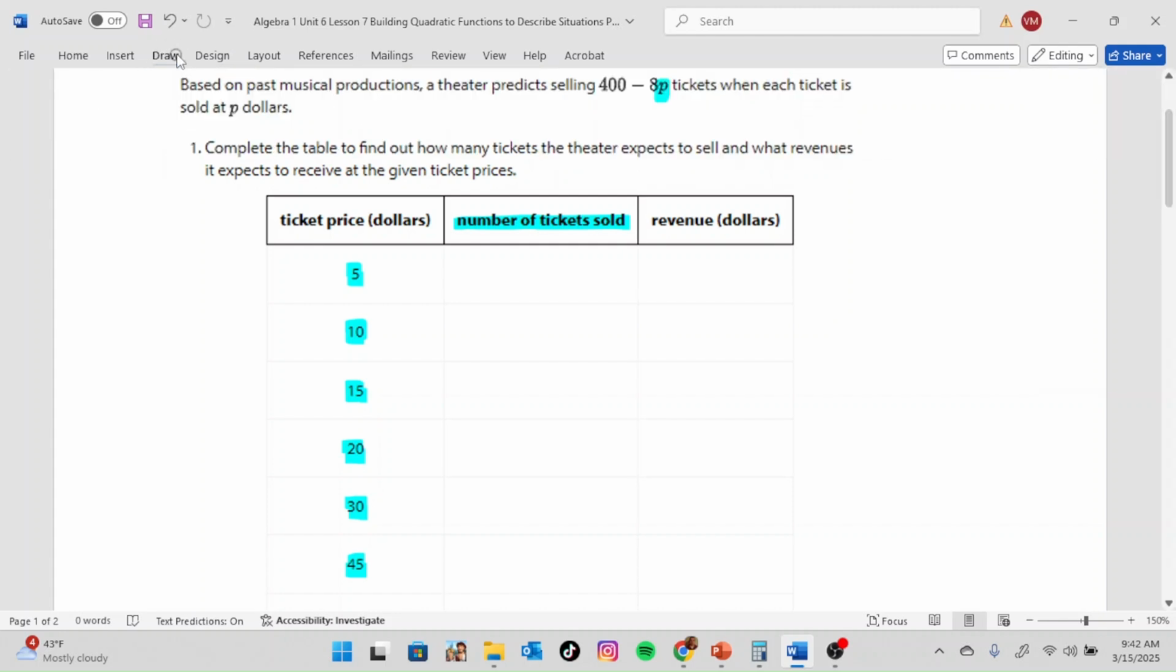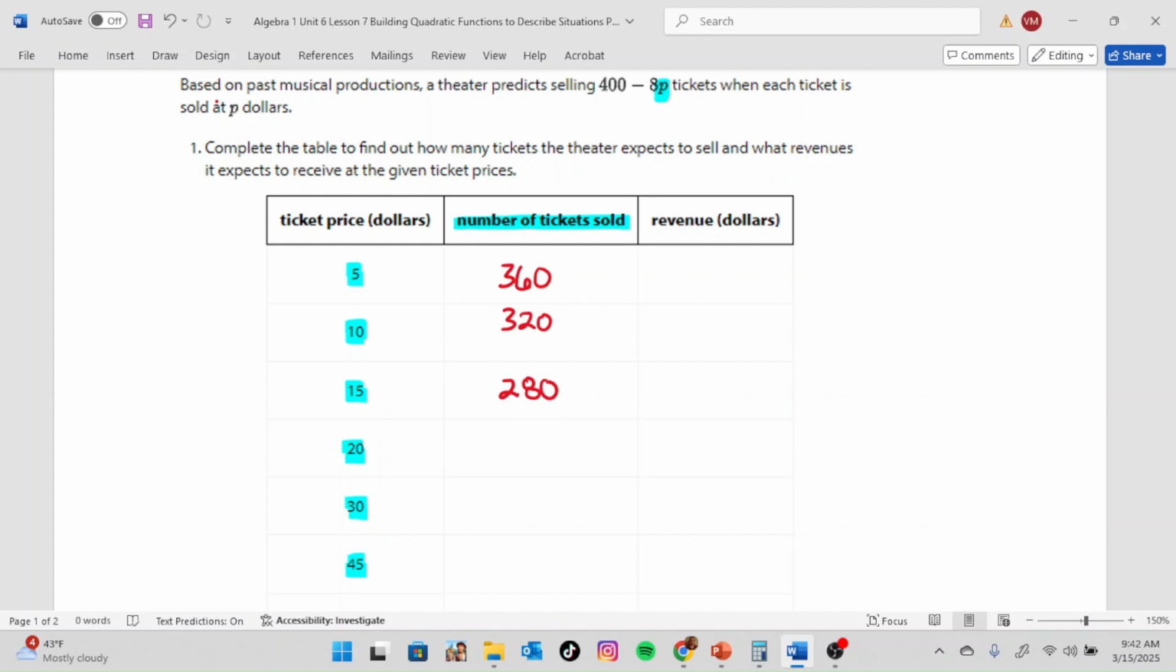So if we use 5, then 8 times 5 is 40, and 400 minus 40 would be 360 tickets sold. If we use 10, then 8 times 10 is 80. 400 minus 80 is 320. Next, we have 15. 15 times 8 is 120. 400 minus 120 would be 280.